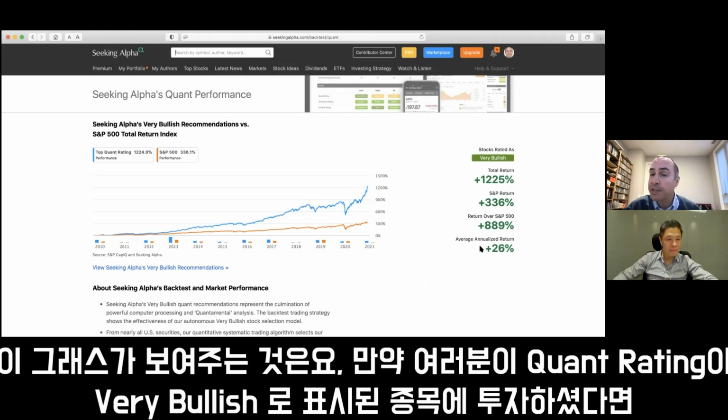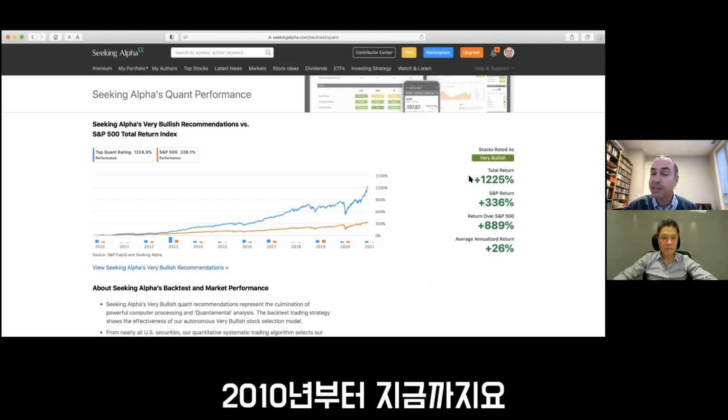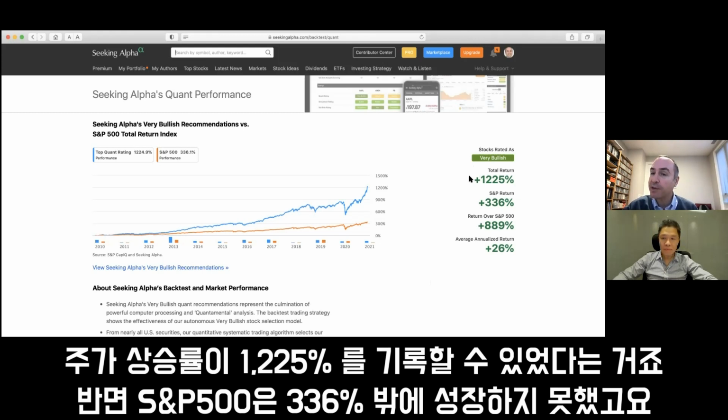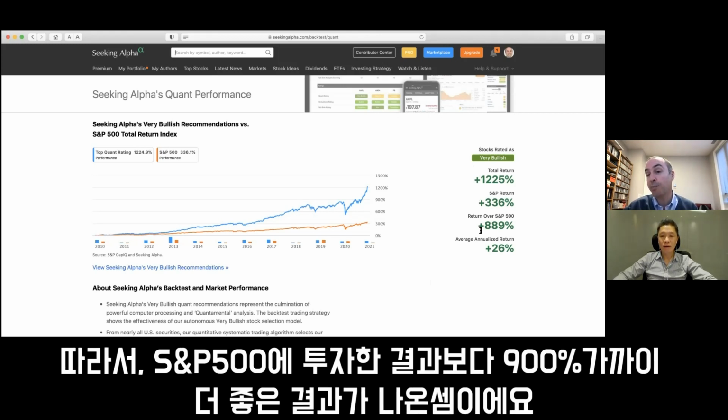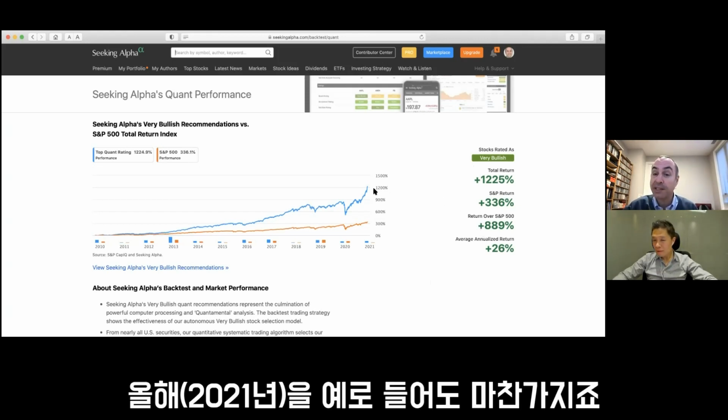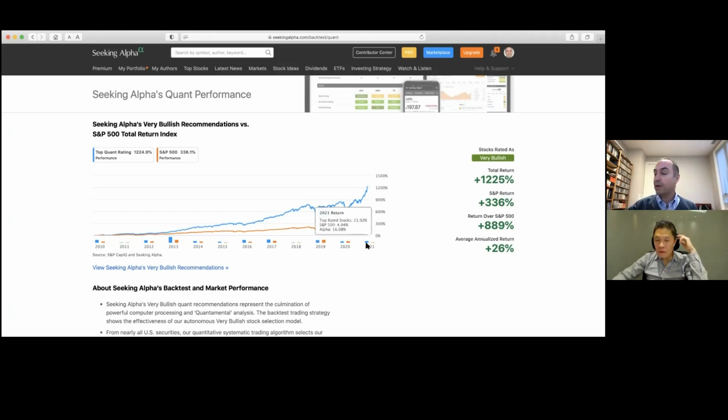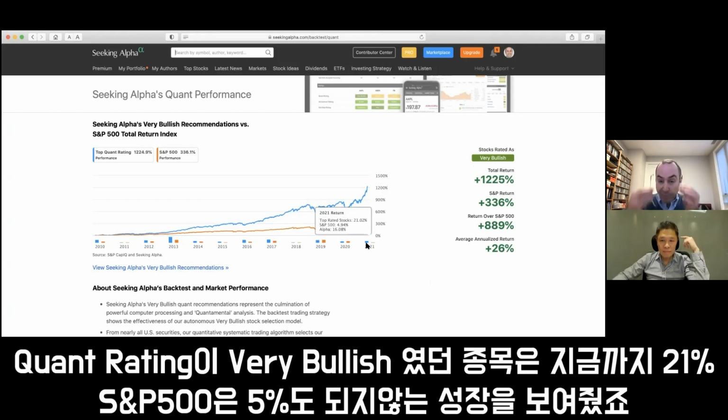What you can see here is that if you'd bought the stocks which are rated very bullish by our quant ratings, since the beginning of the system, you'd be up 1,225% versus only 336% for the S&P 500. Wow. So there's outperformance over the S&P 500 of almost 900%. And you can see this year, for example, I'm going to hover over here, that the very bullish stocks are up 21% versus less than 5% for the S&P 500.